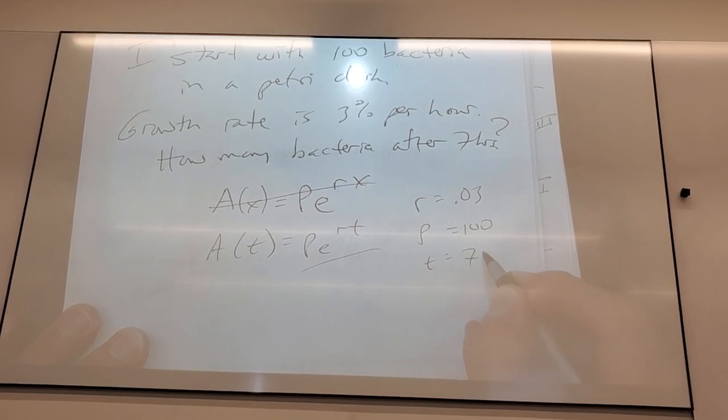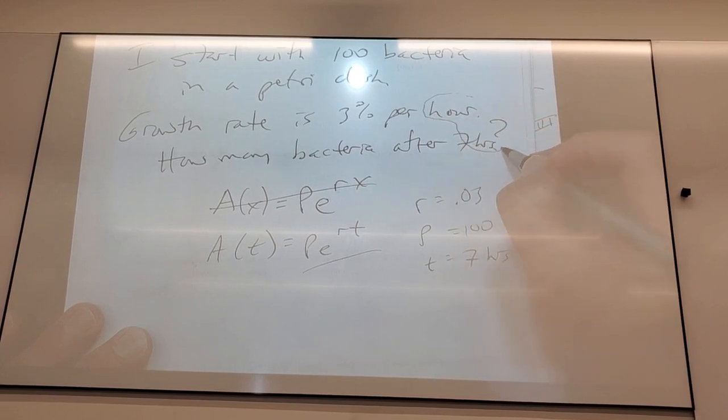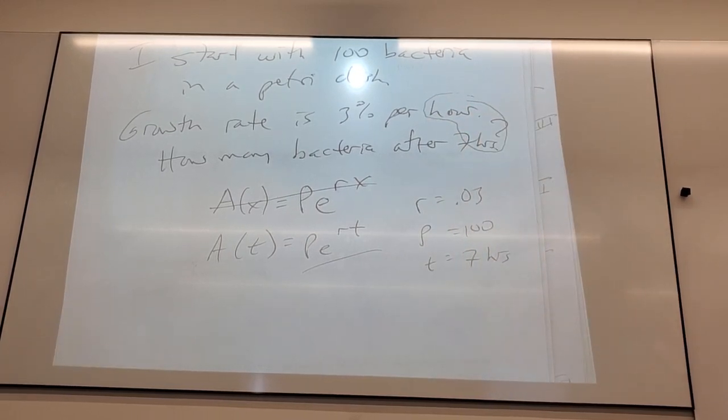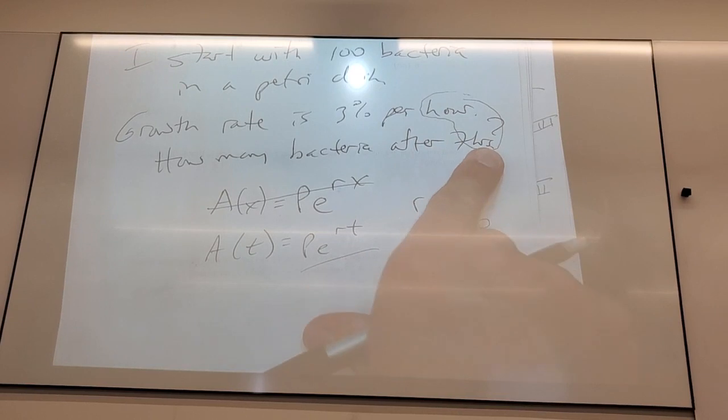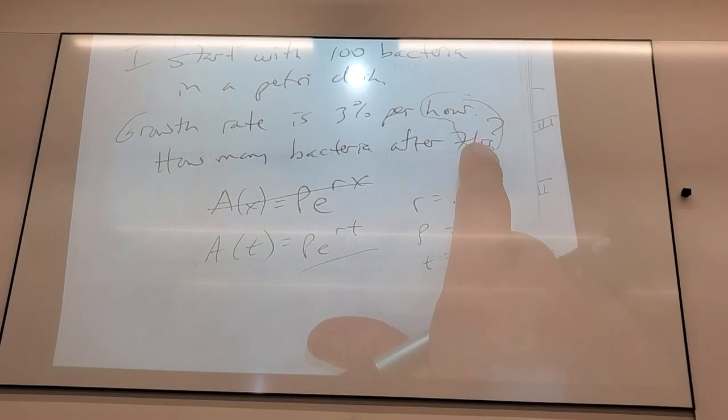Time is 7 hours. A little thing, I don't think the book does this, but you gotta make sure these are the same units. Does that make sense? If it's per hour, I gotta make sure this is hours. So if they would have said a day, I would have had to make it 24, because it's 24 hours. So you gotta make sure these units are the same.